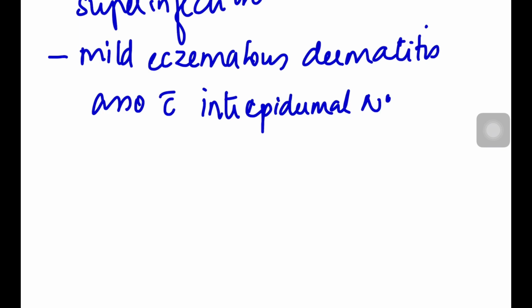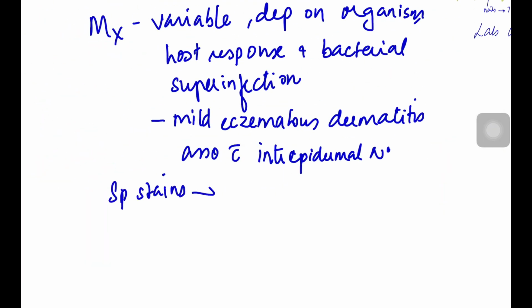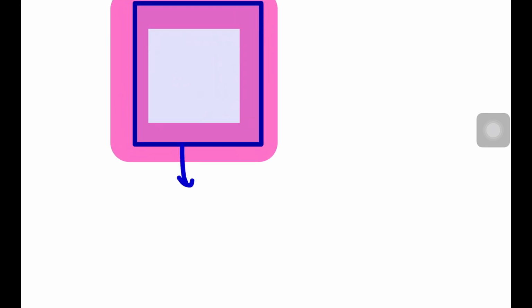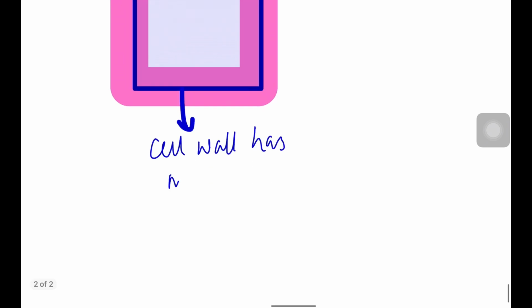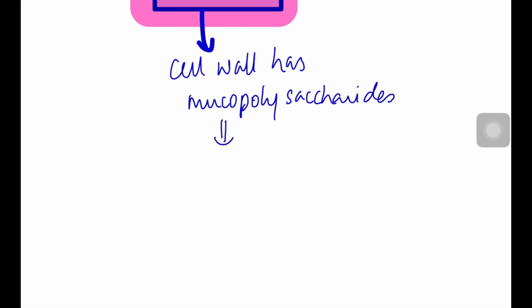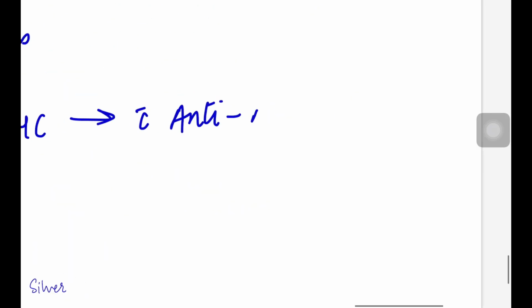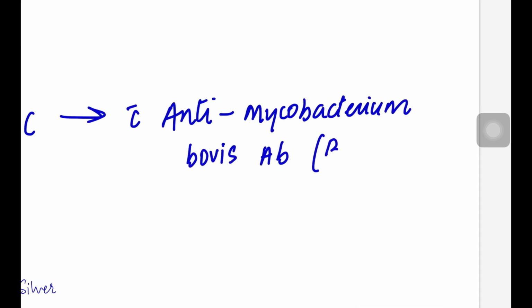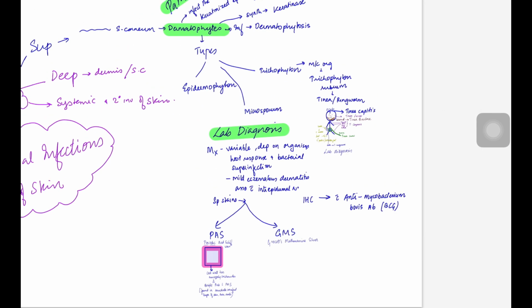We can also use some special stains like the PAS stain and the GMS stain. The PAS is the periodic acid Schiff stain. This stains the cell wall of the fungi, because the cell wall of the fungi is rich in mucopolysaccharide. So the fungi stain bright pink to red with PAS stain, and they are found in the anucleate cornified layer of the skin, hair, or nails. The other stain is GMS, the Gomori methenamine silver stain, and IHC with anti-Mycobacterium bovis antibody, also called the BCG antibody. So these are the special stains and IHC.